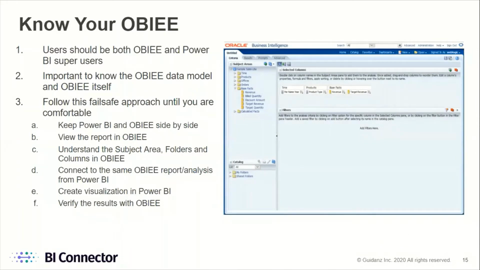BI Connector establishes seamless connectivity between Power BI and OBIEE, but the complexity of OBIEE is still relevant. So we recommend a fail-safe approach where you keep Power BI and OBIEE side by side. Take a report in OBIEE, understand the subject area, trace it back to its folders and directories, and then connect the same report to Power BI, create a visualization out of it, and verify the results with OBIEE.